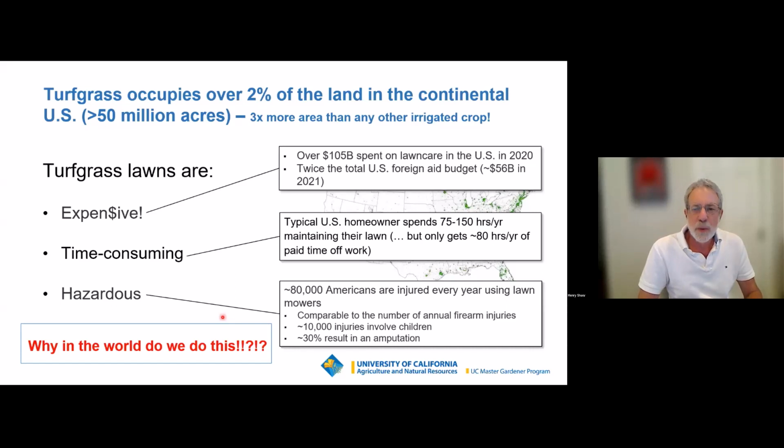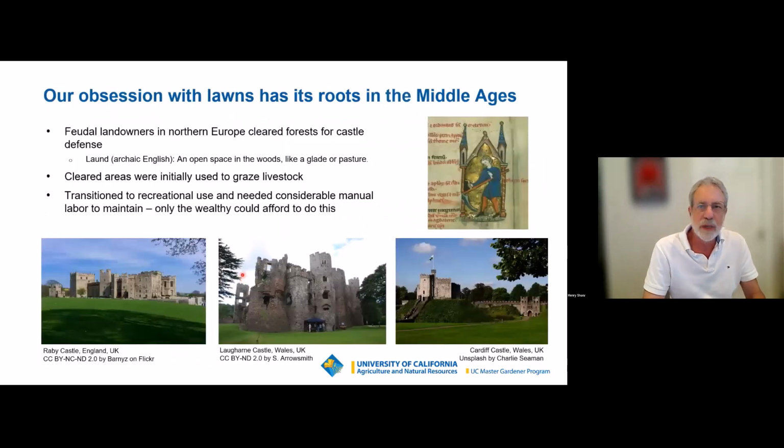So why in the world do we do this? Why do we spend this money, spend this time, and risk our fingers? Well, to answer that question, you have to go back 1,000 years to the Middle Ages, when feudal landowners in Northern Europe cleared the forests around their forts and castles, and this was primarily for defense, so that people couldn't hide in the woods and sneak up on the castle and shoot arrows or batter down the front gates. They cleared them so you had a defensible space around the castles.